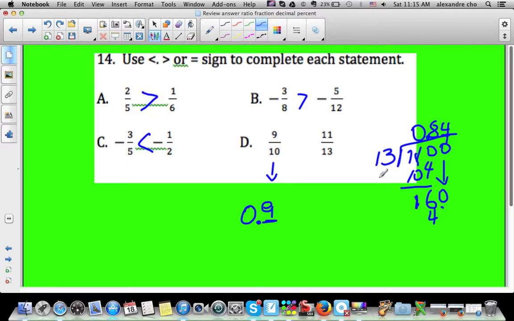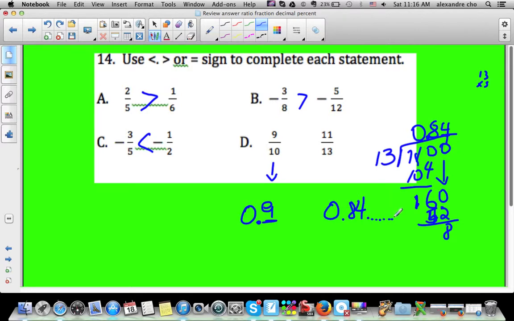4 times 13 is 52. My apologies, there was my mistake. So as a decimal, 0.84. Actually, it continues on, but we don't need to go as far. We could have stopped at the 8 actually. So 0.9 as one decimal, and 0.84 and so on for the other decimal.